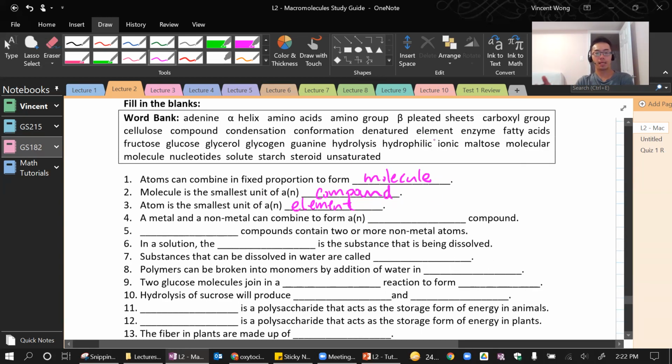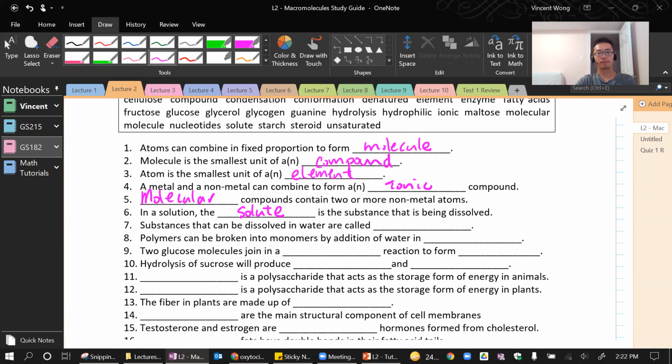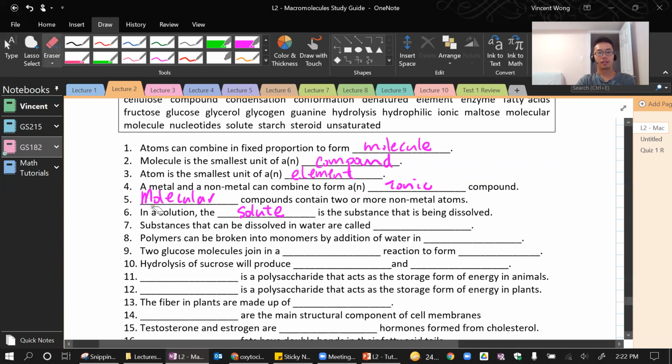A metal and a non-metal can combine to form an ionic compound. And if it has two or more nonmetals, then it would be a molecular compound. In the solution, the solute is the substance that is being dissolved, and the portion that's doing the dissolving, that's the solvent. Substances that can be dissolved in water are called hydrophilic.